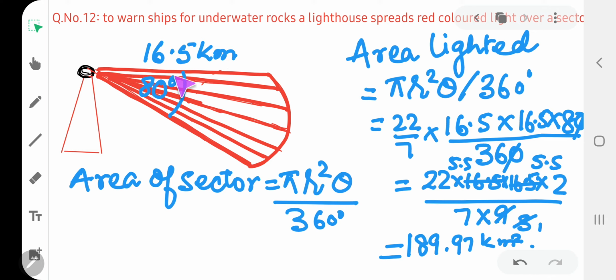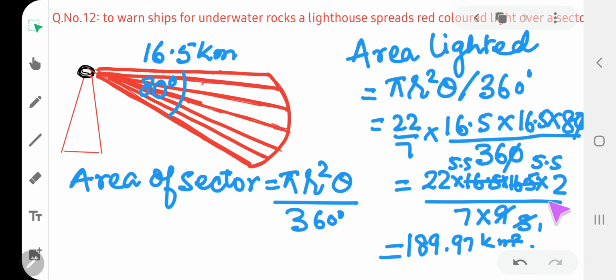So children, this is the sector that is formed by the light, and the angle is 80 degree, and this light is spread over the length of 16.5 kilometer. That means radius given to us equals 16.5 kilometer. Again, the area of the sector in which the light is spread is given by the formula pi r square theta by 360 degree. Now put the value. Pi is 22 by 7, r is 16.5, again r square is there, so 16.5, and theta is 80 degree given to you, divided by 360.